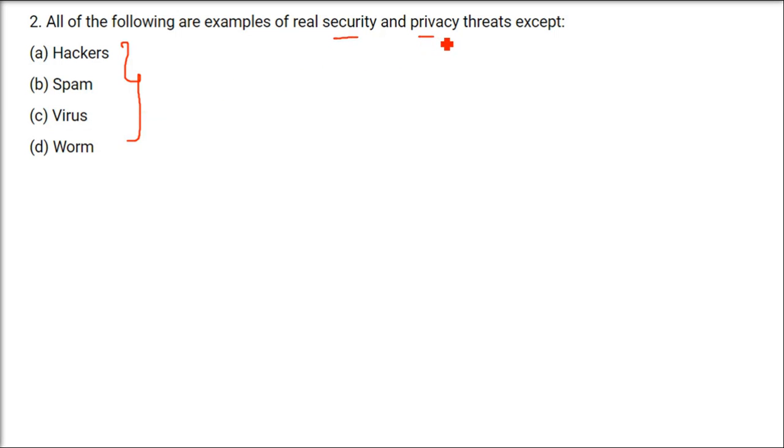These are examples of security and privacy threats, except one. So the answer is: spam, virus, worm. What are these? Except, you have to say. So the answer is hackers. Spam, virus, worm, they are security and privacy threats. Hackers are not. They are your friend.